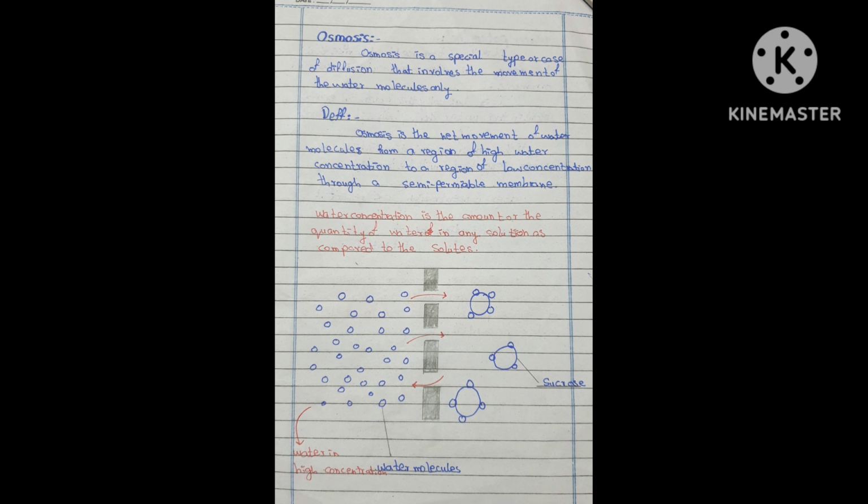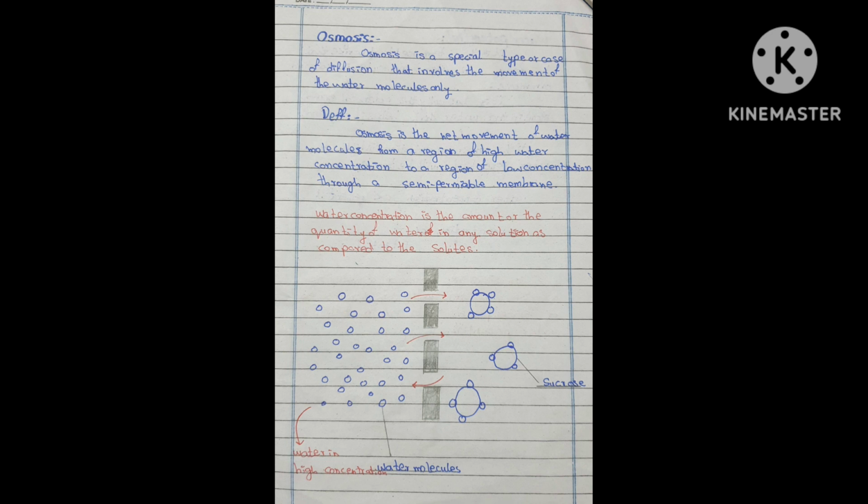So we can see that as the water molecules are more concentrated on the left side, more water molecules will move from the left side towards the right side, and fewer water molecules will move from the right side towards the left side. The red arrows indicate this: the two arrows show more movement of water molecules, and the one smaller arrow shows less movement of water molecules.